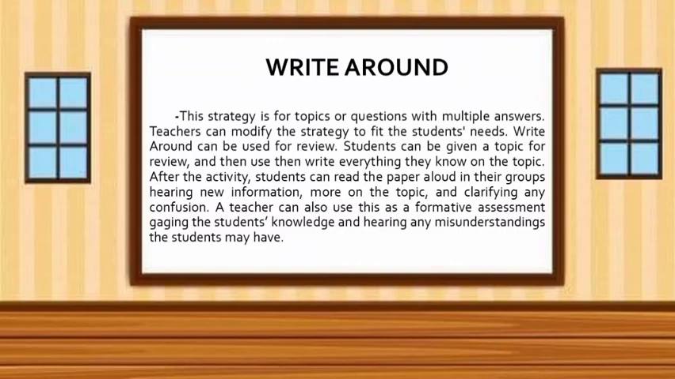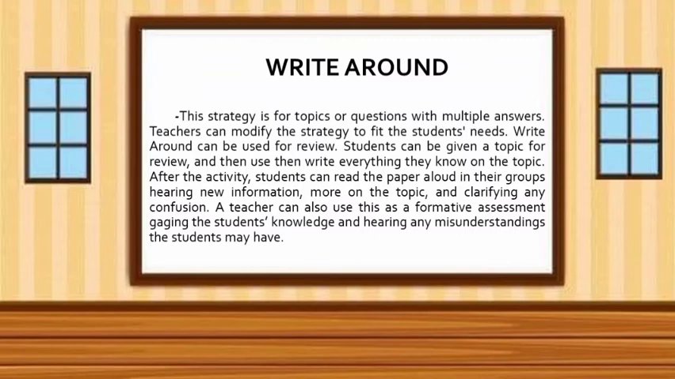Teachers can modify the strategy to fit the students' needs. Write around can be used for review. Students can be given a topic for review and then write everything they know on the topic. After the activity, students can read the paper aloud in their groups, hearing new information, more on the topic, and clarifying any confusion. A teacher can also use this as a formative assessment, gauging the students' knowledge and hearing any misunderstandings the students may have.